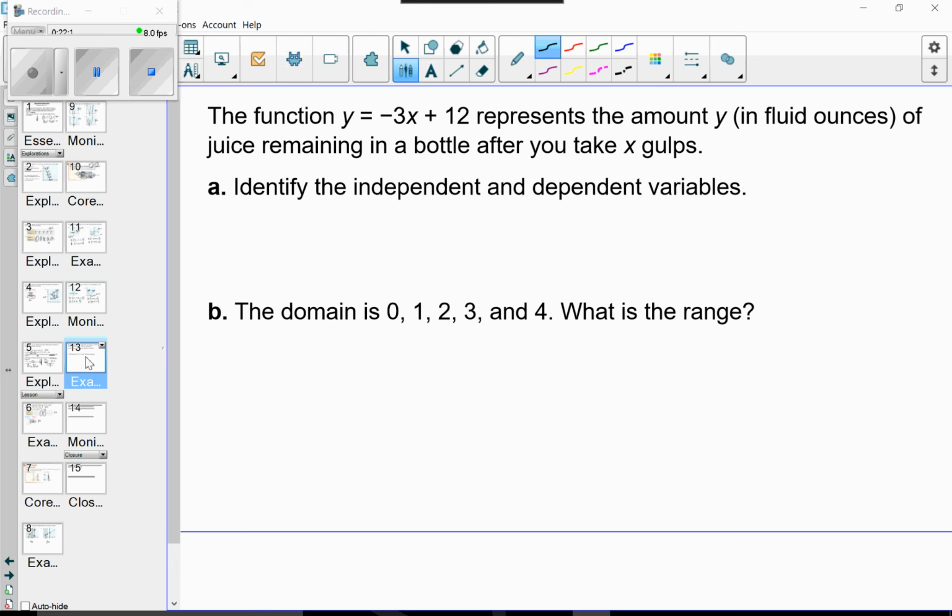Okay, last couple slides and we're done. So this one says the function y equals -3x plus 12 represents the amount y in fluid ounces of juice remaining in a bottle after you take x gulps. So as you're gulping down your drink, more and more juice is going into your body and coming out of the container bottle that you have. So it says to identify the independent and dependent variables.